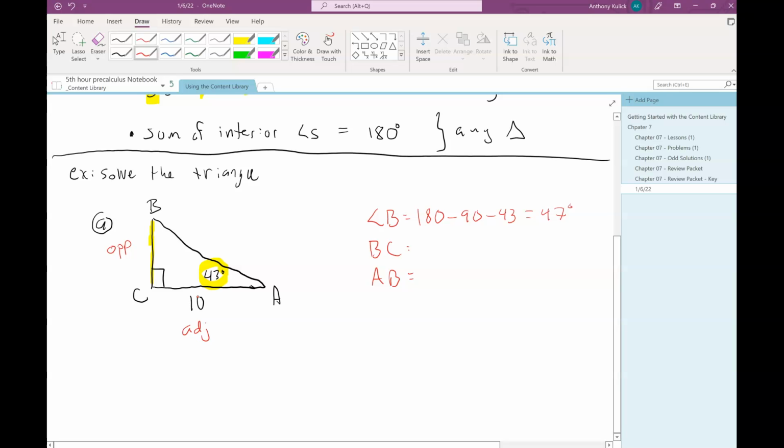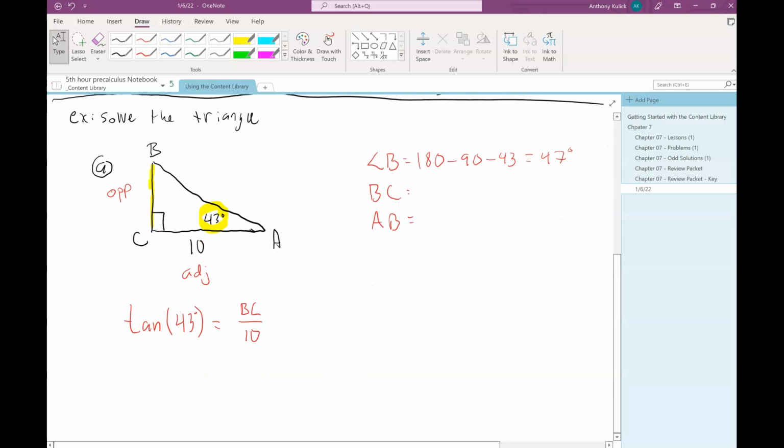So if I have adjacent and I want to find opposite, which trig function do I need to use? Sine, cosine, or tangent? Tangent, right? Because tangent is opposite over adjacent. So we would write tan 43 is equal to opposite over adjacent. Feel pretty good?